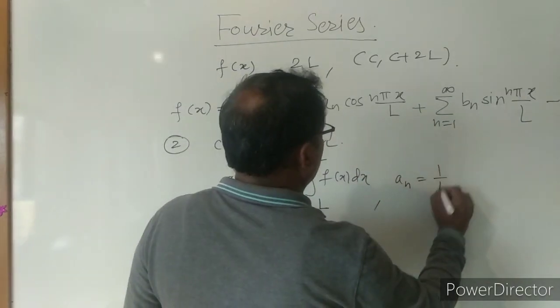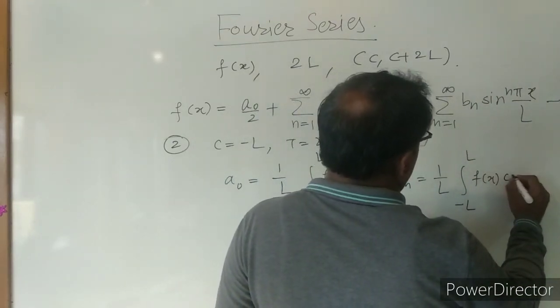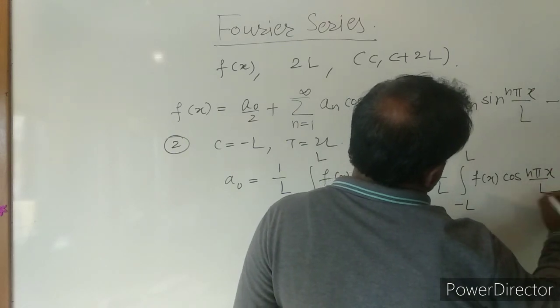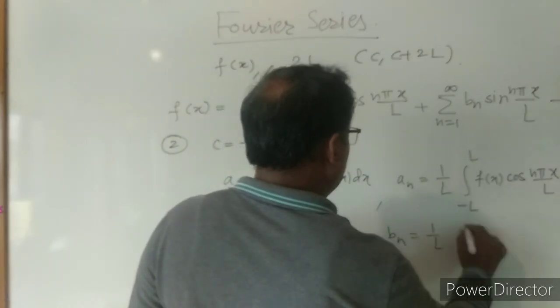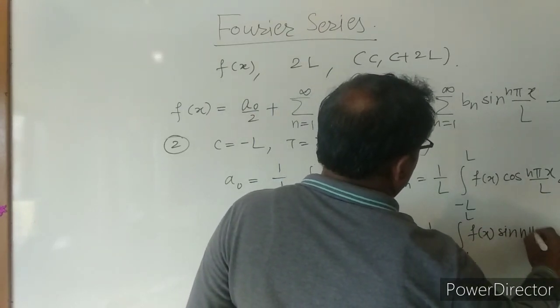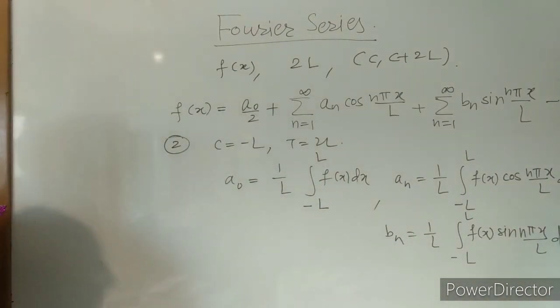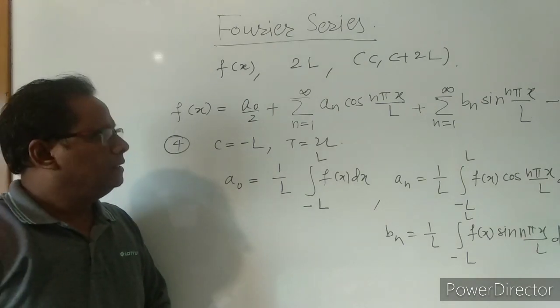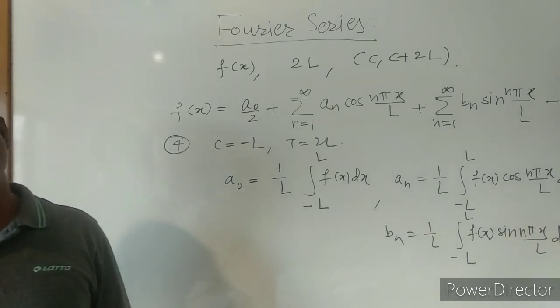An equals to 1 upon L integral minus L to plus L f of x cos n pi x upon L into dx, and bn is given by 1 upon L integral minus L to plus L f of x into sin of n pi x upon L into dx. So this is case number 4. So these are the different 4 cases, and in these cases the representation of function f of x as Fourier series and how to determine a0, an and bn.